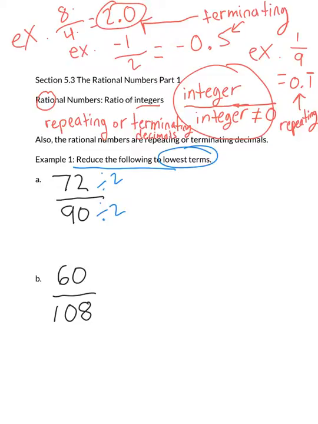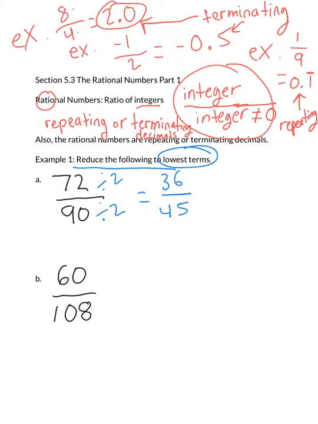Is a number that goes into both numbers. 72 divided by 2 gives you 36. 90 divided by 2 goes into 45, and you just keep doing this over and over again until there's no number other than 1 that will divide into the top and bottom of your fraction.